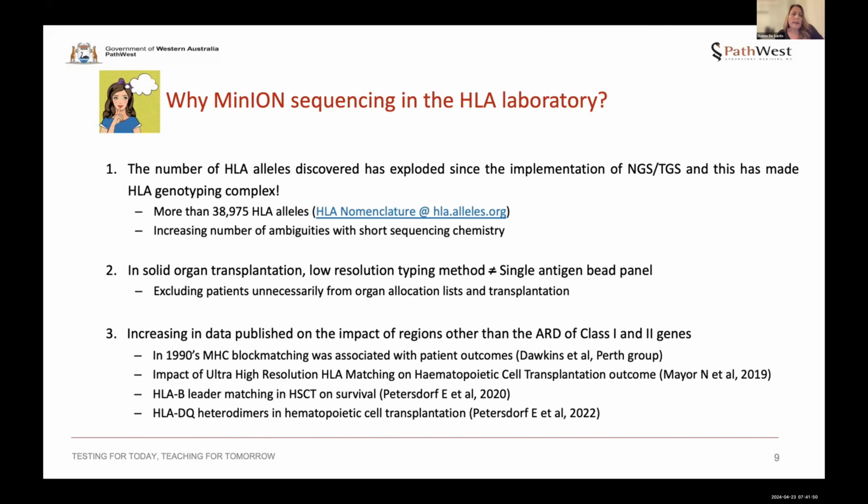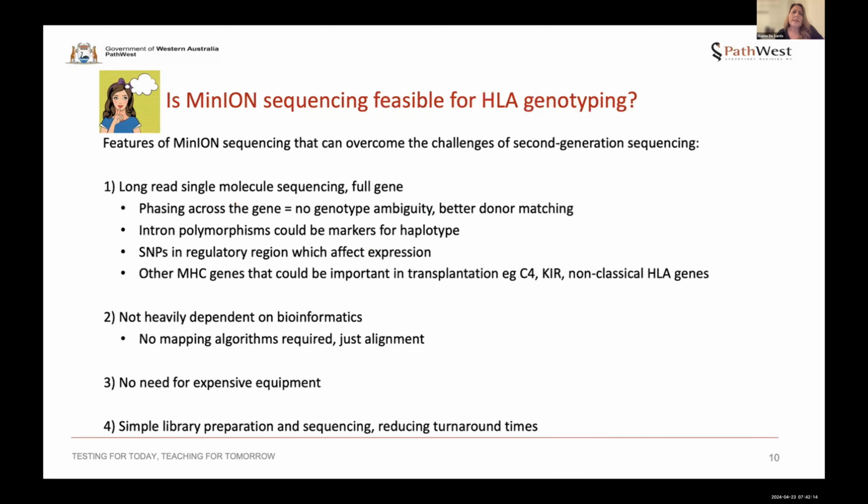More recently, HLA-B leader matching in transplantation on survival, where exon 1 is important, and looking at DQ alpha 1 and DQ beta 1 heterodimers in hematopoietic stem cell transplantation. So we want to start looking at other regions of the MHC in disease. So we asked the question, is MinION sequencing feasible for HLA genotyping?